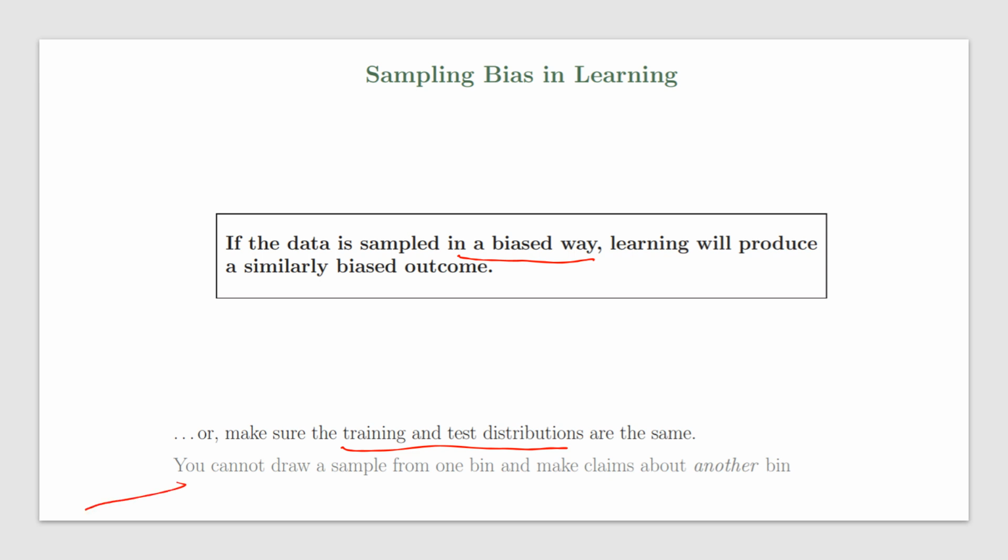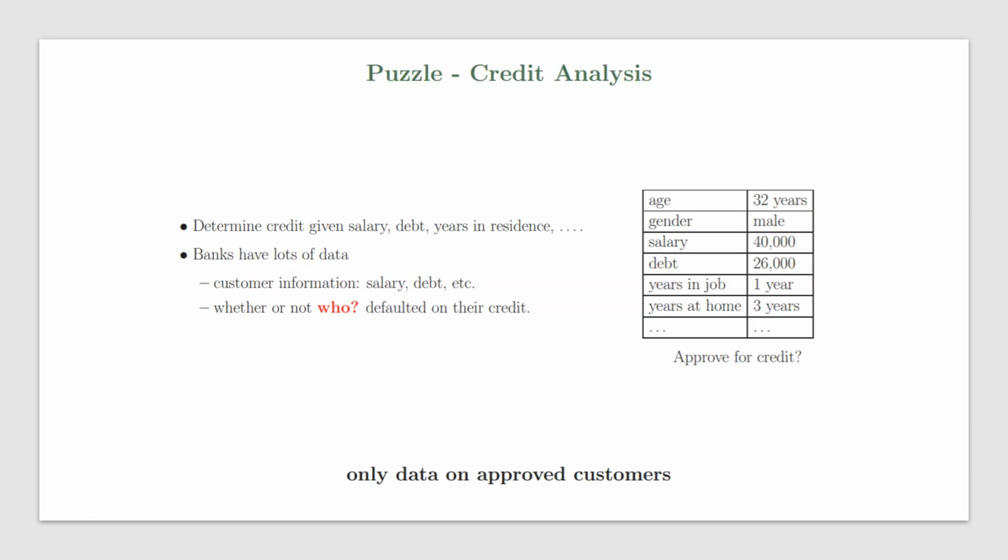Basically, when we started with the bin model, if you remember, you cannot draw a sample from one bin and make claims about another bin. For example, I cannot sample people from, let's say, the United Kingdom and then make predictions about who's going to be the president in the United States. So that's a sampling bias. My sample is totally from a different bin, and that's creating issues with my prediction. All right, so that was the example for sampling bias.